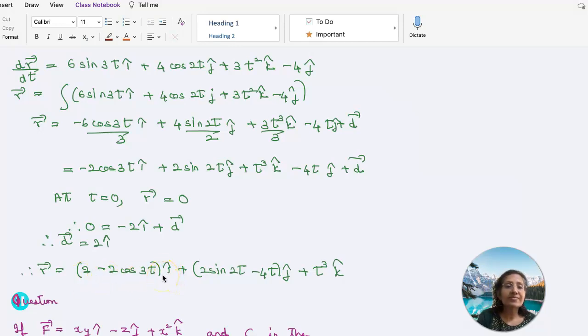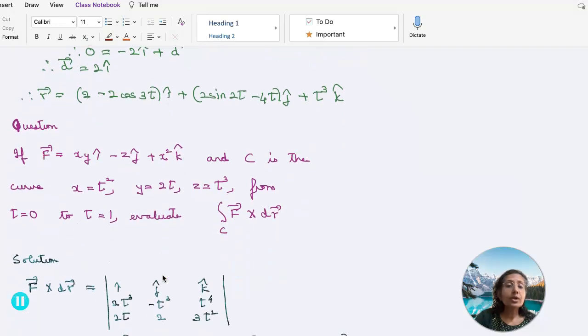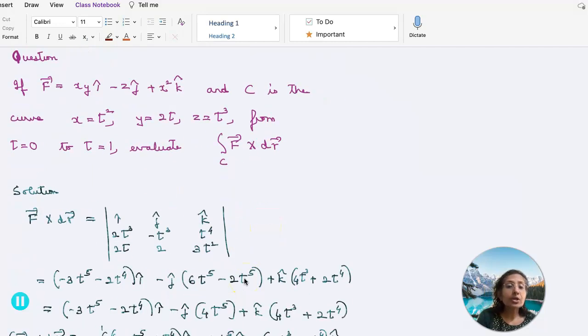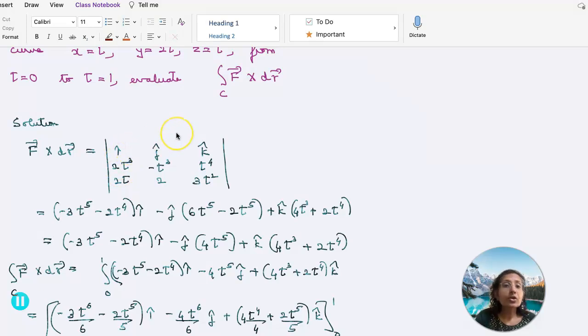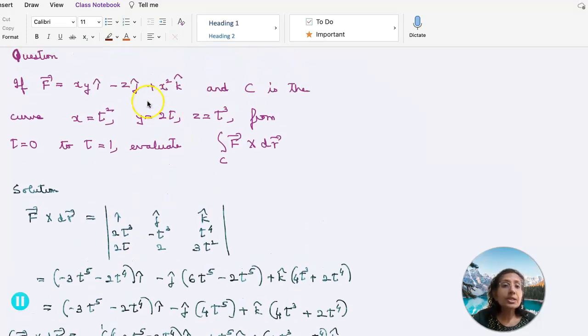Next, if F equal to xy i minus z j plus x² k and C is the curve x equal to t², y equal to 2t, z equal to t³, from t equal to 0 to t equal to 1, evaluate the integral over C of the cross product of F with dr. So first we calculate the cross product of F with dr, that is i j k. Your F will be: x is t², y is 2t. So what will xy be? It will be 2t³, and z will be minus t³.